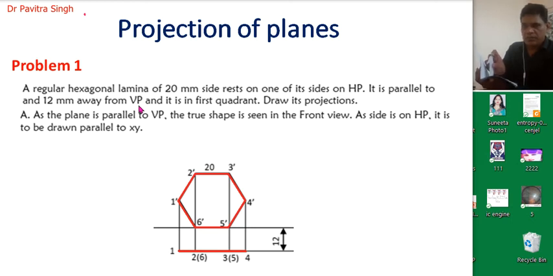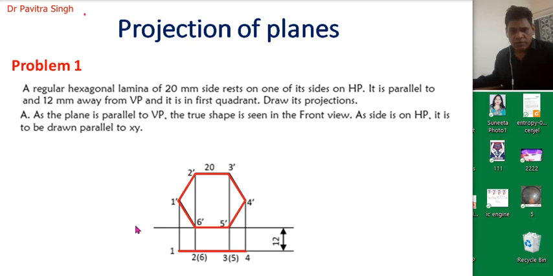So actually the complete figure will be seen in the front view, because its one side is resting on the horizontal plane, and this plane is 12 mm away from this vertical plane, this distance. Okay, so this will be projected like this. From the top we can see this plane as a line. Now we can see the complete hexagonal shape from the front view. That's why we will draw this hexagonal lamina first.